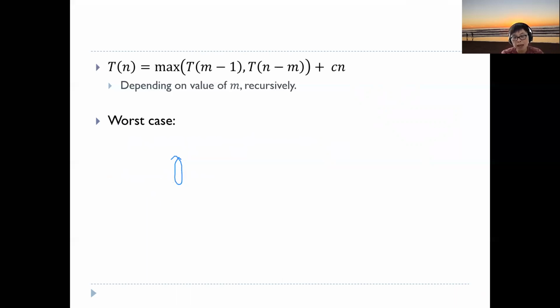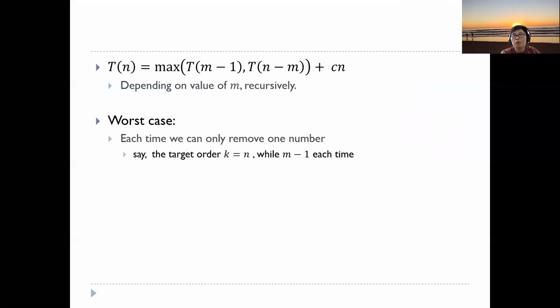But if it's the worst case, as we said, intuitively, you couldn't eliminate much. If every time you only remove one number, you still have to recurse on n minus 1 numbers, the size of the array.